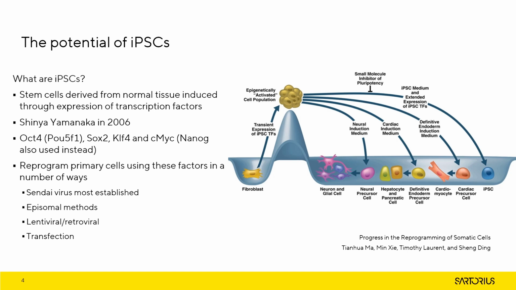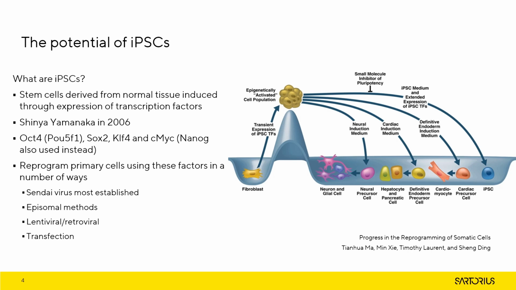The reprogramming can be done using a few different methods, such as Sendai virus, transfection, and episomal induction, to get the transcription factors into the cells. Over on the right, you can see a schematic which shows a simplified process for the creation of iPSCs from normal tissue. The cells are harvested, in this case fibroblasts, and induced to transiently express the transcription factors that I've just talked about.